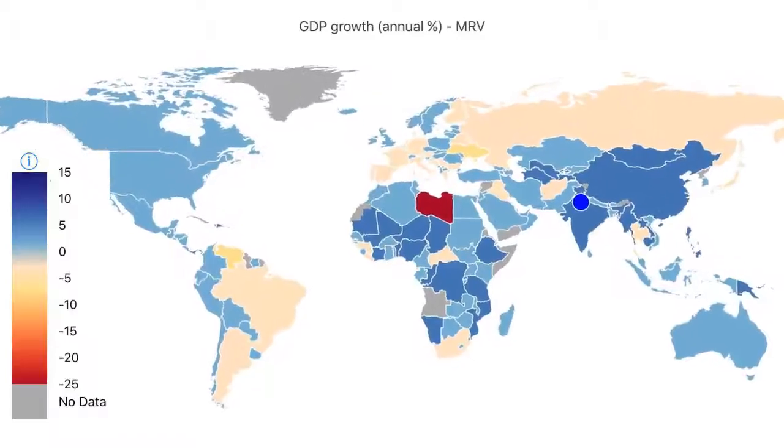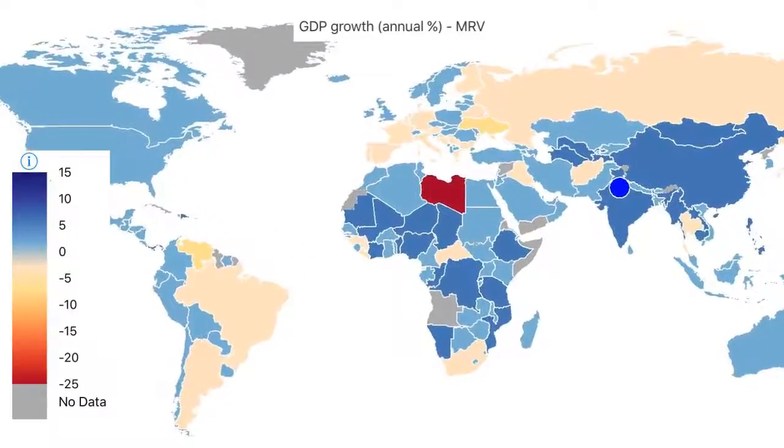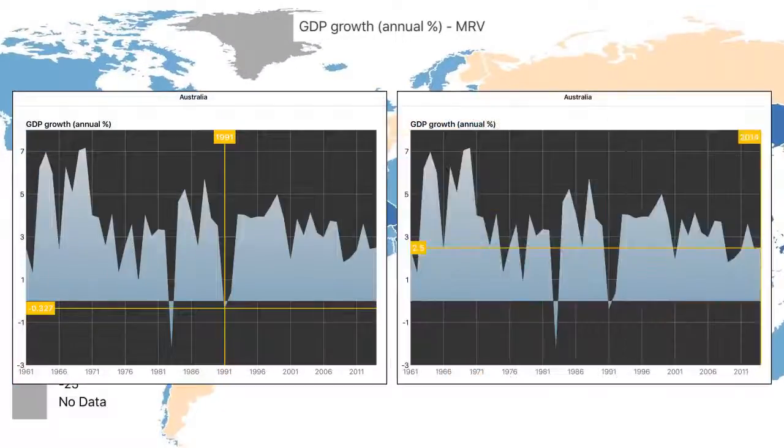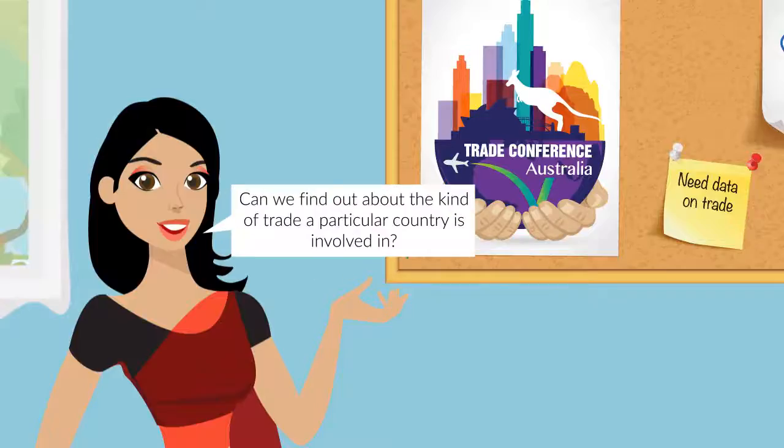Here is a map that shows the percentage of GDP growth around the world. You can see that Australia has increased its GDP from minus 0.32% to 2.5% in the time period 1991 to 2014. Can we find out about the kind of trade a particular country is involved in?